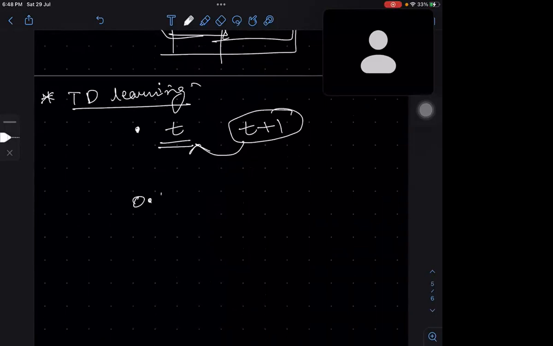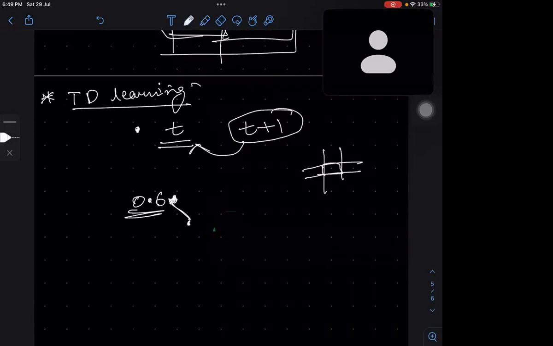I'll tell you this example. I'm in a particular state, supposing this tic-tac-toe only, and going to this state the probability is 0.6. When I went to the next state, at time T+1, the probability is 0.3 here.